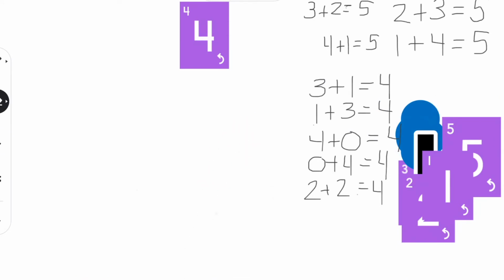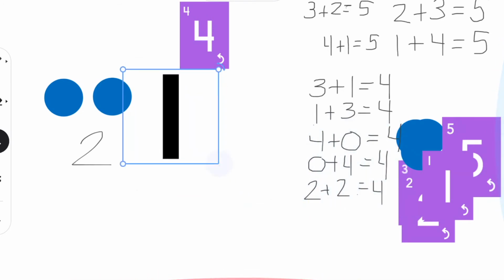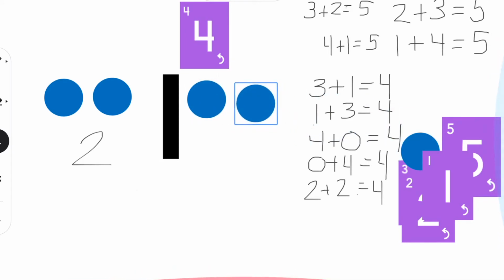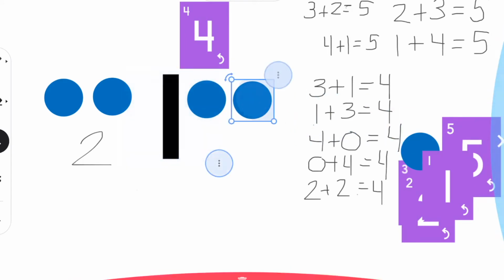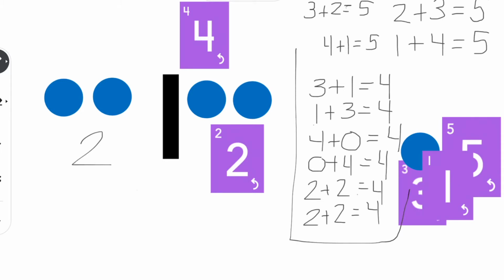Let's try it. So if I start off by writing the number 2, and I want 2 dots, count with me. 1, 2. Next, I need my bar so I know what number I'm going to add to this number 2. Let's keep counting. Count on. So 2, 3, 4. How many are this side? 1, 2. It's the number 2. That is the same. So 2 plus 2 equals 4. Wow, look at all of these different ways that we have to make the number 4.